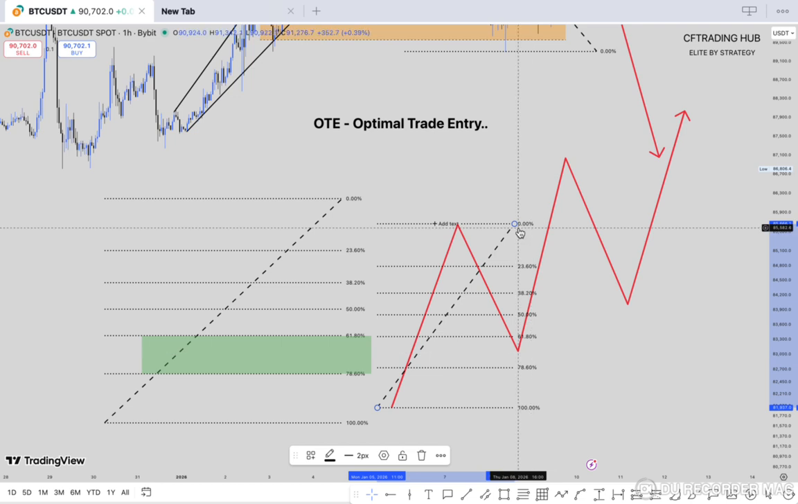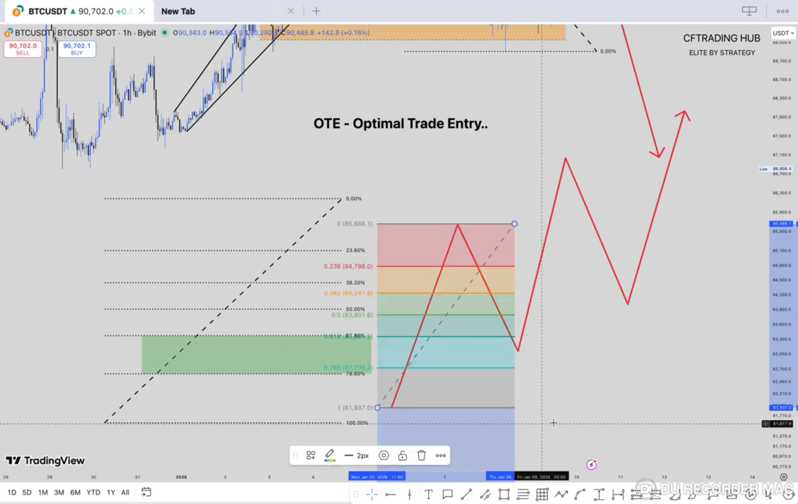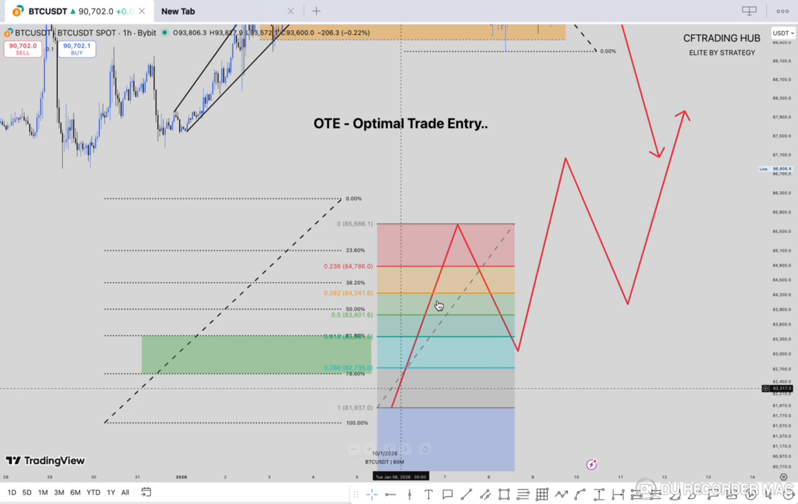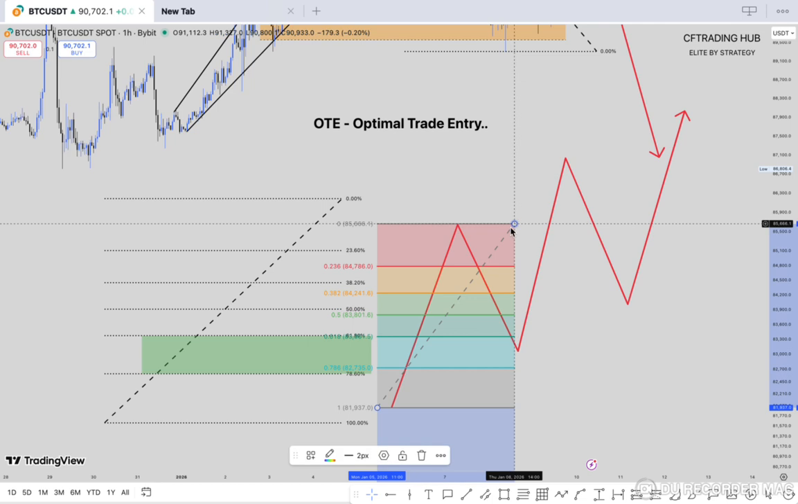Now, this is how your Fibonacci tool will look on TradingView. I customized my Fibonacci to look like this. Let me use the default template so you can see. This is the default template that forms on TradingView, but I customized mine to look the way it is, so I can use it better the way I want.